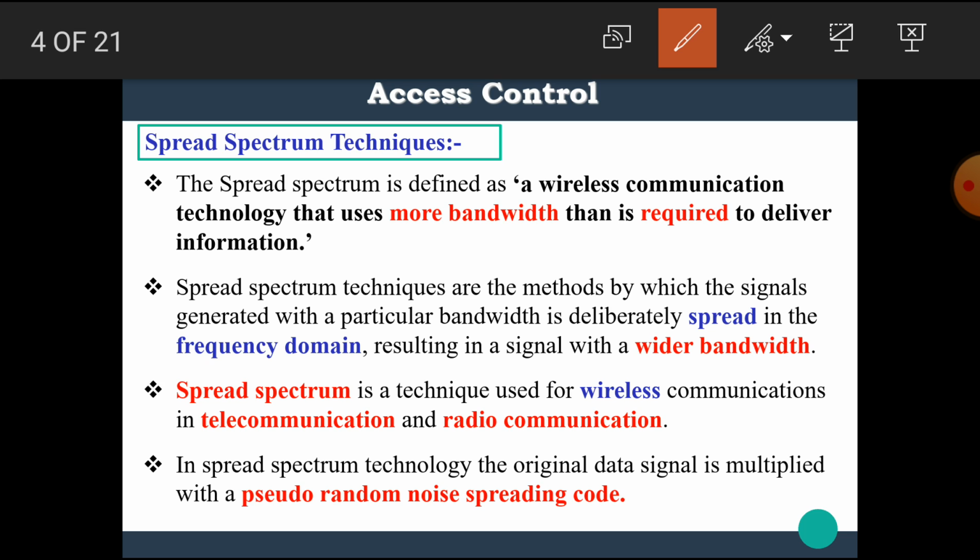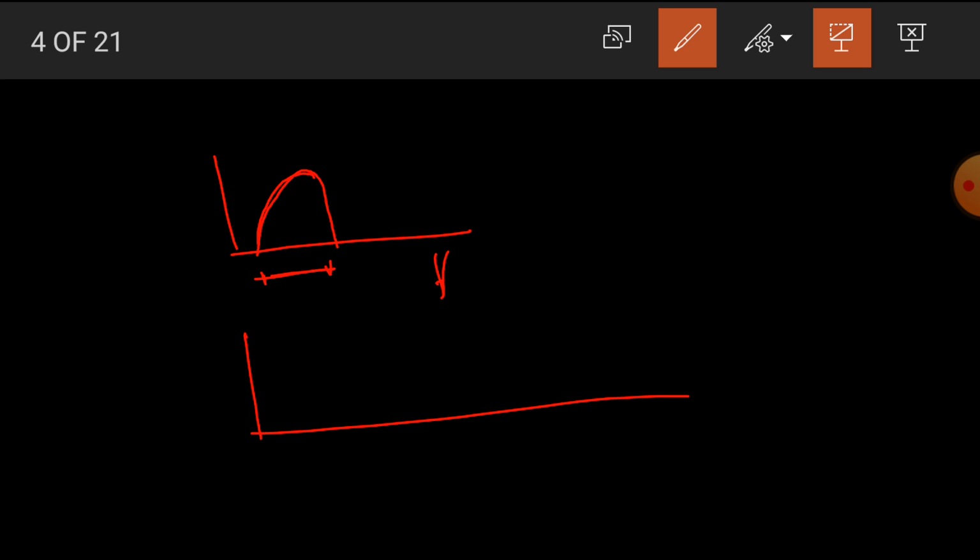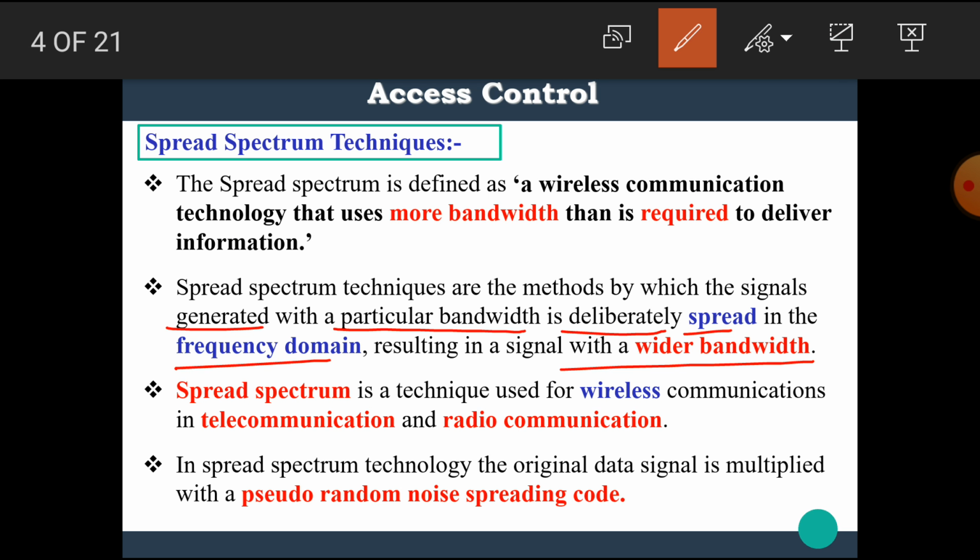The spread spectrum techniques are the methods by which the signal generated with a particular bandwidth is deliberately spread in the frequency domain, resulting in a signal with wider bandwidth. That means if this is the frequency domain and this is the desired information to be transmitted, and this is the bandwidth of the signal, then in spread spectrum technology this bandwidth is deliberately increased.